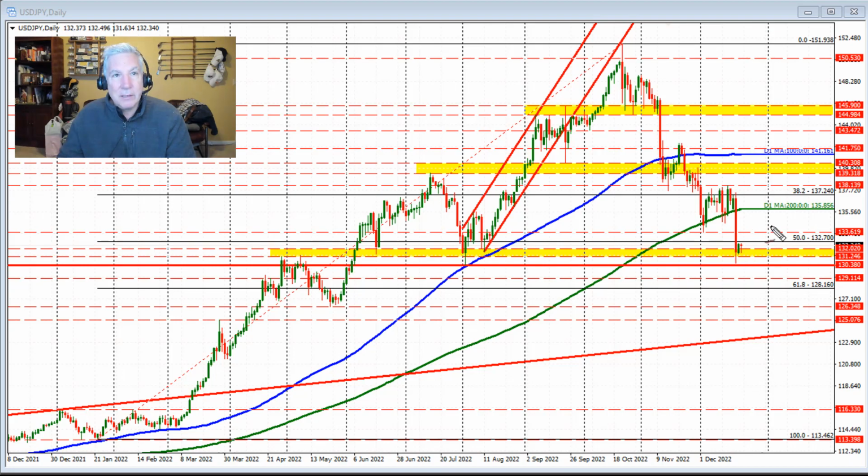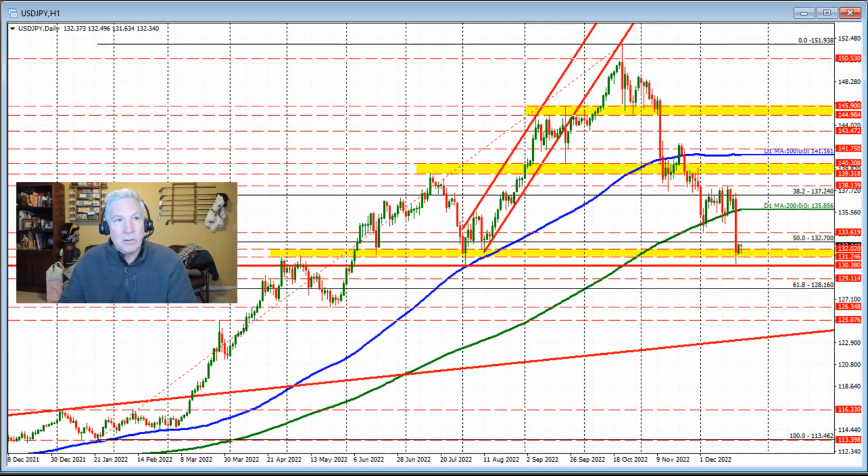Now, what we haven't done off this daily chart is get back above the 50% retracement of the 2022 trading range, from this low right through here to this high right here. 50% comes in at 132.7, and you can see we haven't been able to move above that level. So that's what we're going to be looking for: a move above the 132.70 level to increase the bullish bias on the dollar versus yen, if that's the way we are going here.